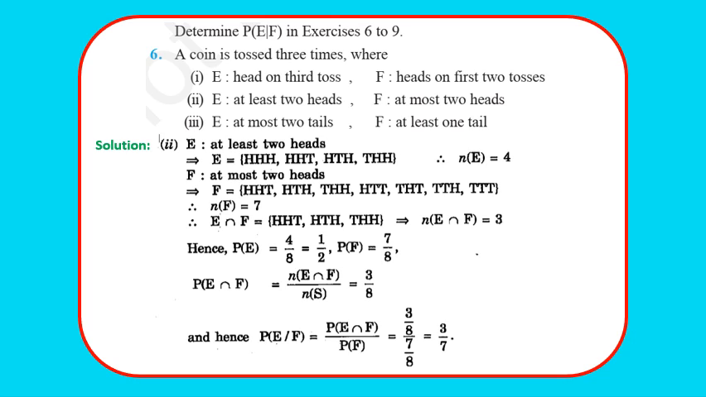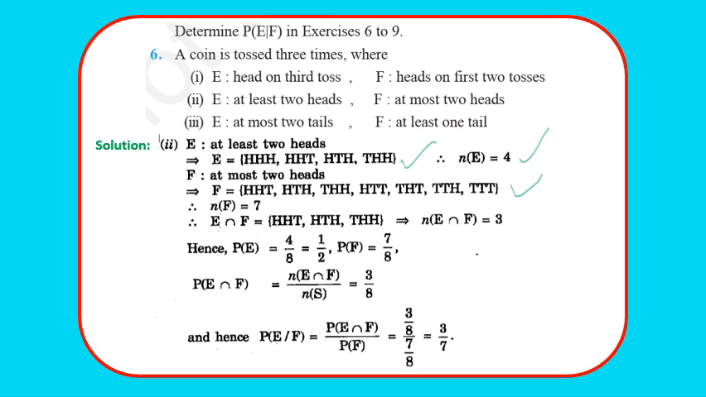So E, at least 2 heads, we have tossed the coin 3 times. So E will be equal to HHH, HHT, HTH and THH. So the number of elements in E is equal to 4. And F, at most 2 heads. So F will be equal to HHT, HTH, THH, HTT, THT, TTH and TTT. So n(F) equals 7.